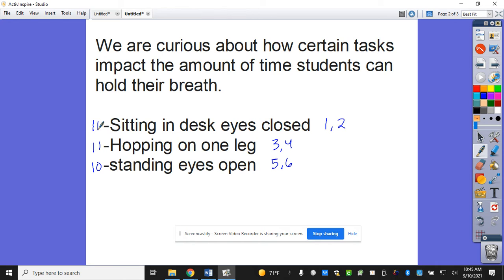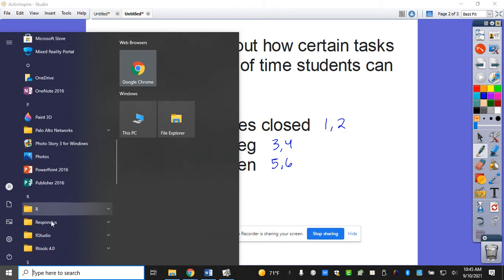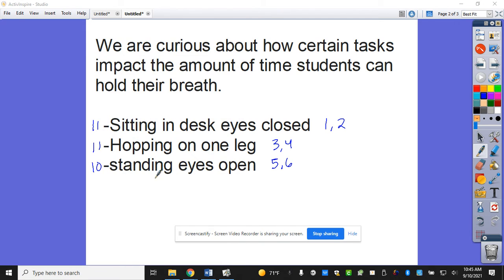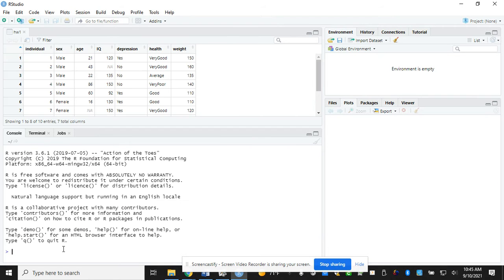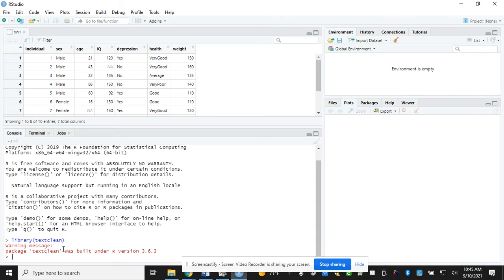I'm going to see if I can remember how to do this. Oh, I hope I did. Unless I didn't download this. Okay.